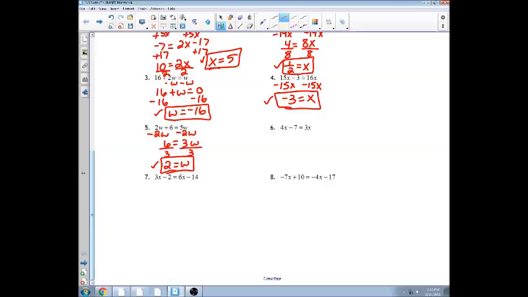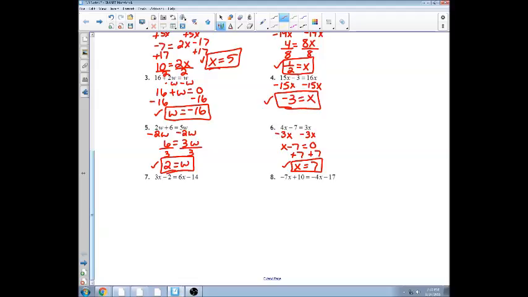Number 6, I want to keep my variable positive, so I'm going to subtract the 3x over. That will leave me with x minus 7 equals 0. Only have to do one more step, and x would equal 7. Again, I checked that earlier. I know that one is good.